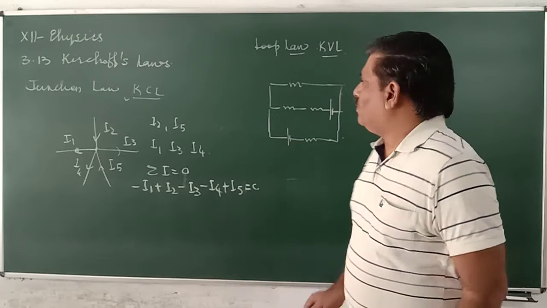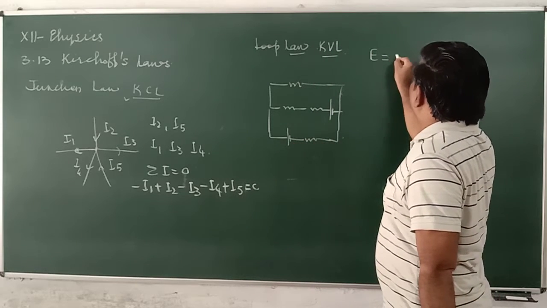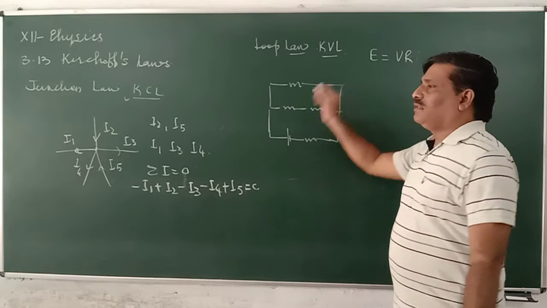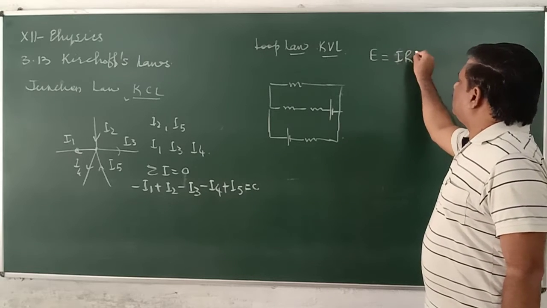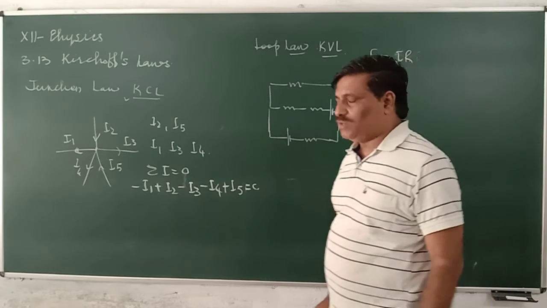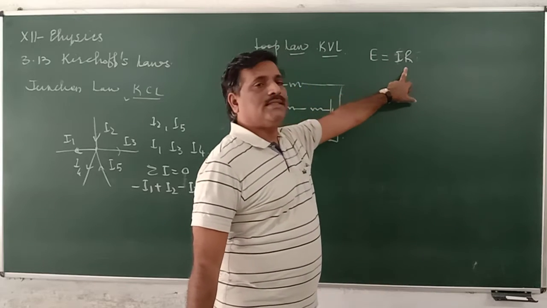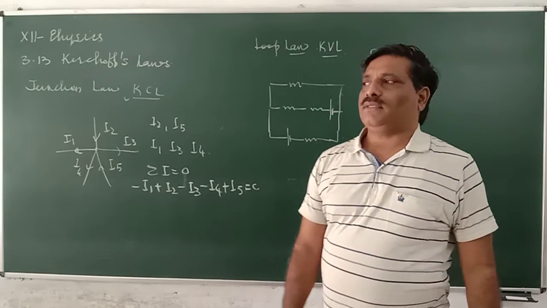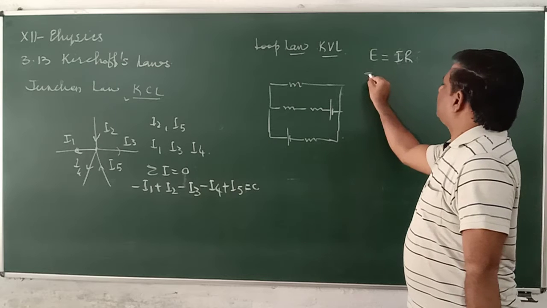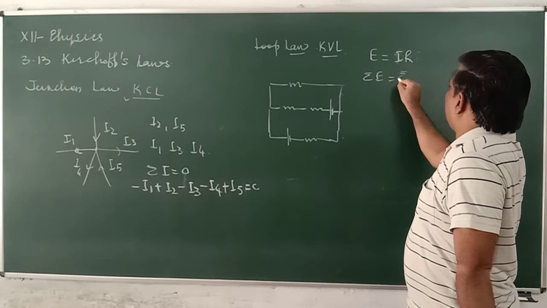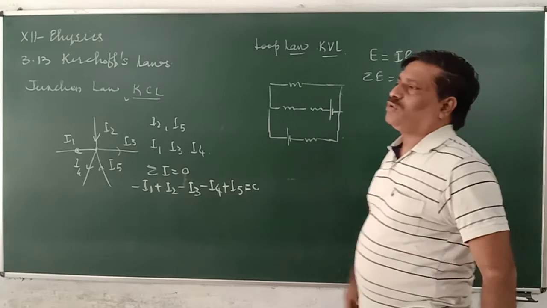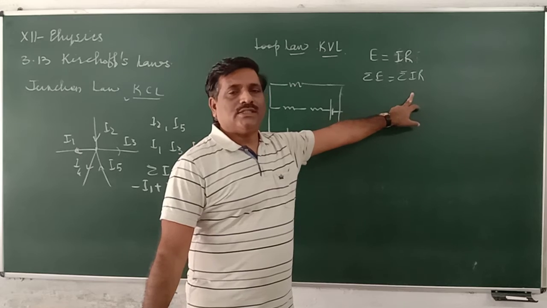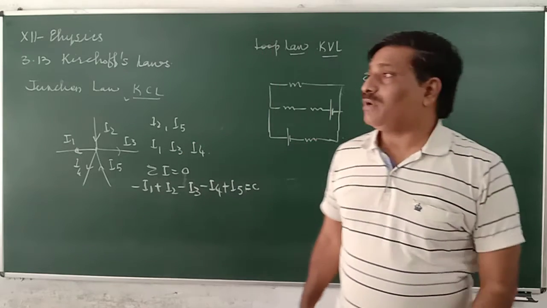In a simple way, the EMF of the supply is the voltage, and for the resistors the drop is V equals IR. The EMF is the source. So the summation of all EMFs or voltages is equal to the summation of the product of current and resistance. This is energy given, and this is energy utilized. So we call this the law of conservation of energy.